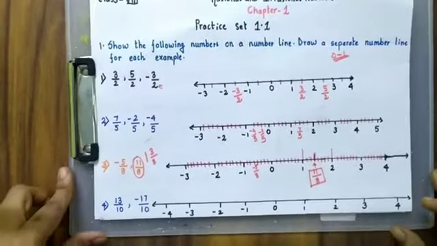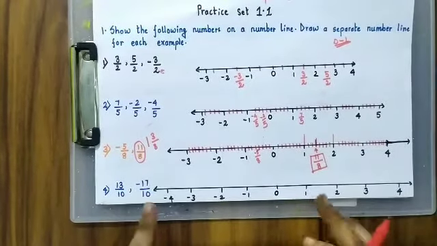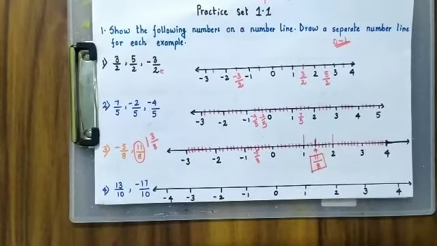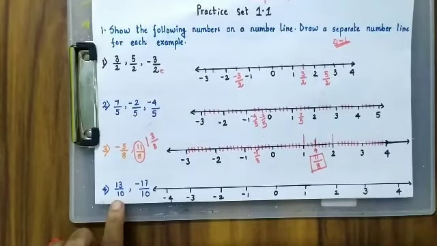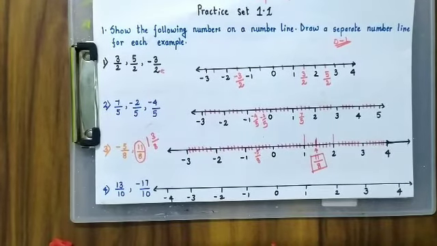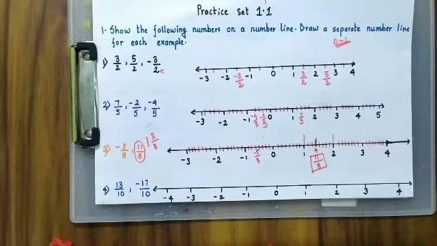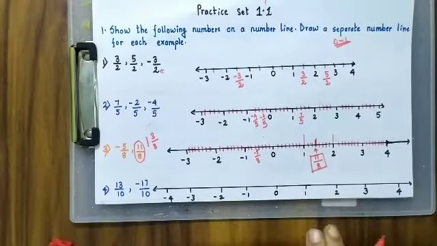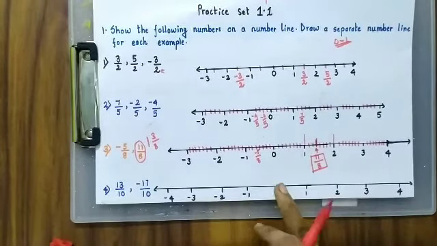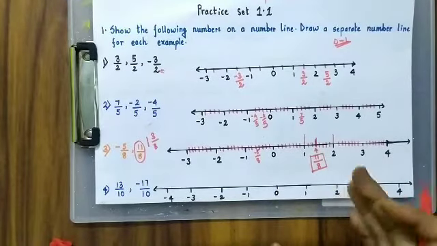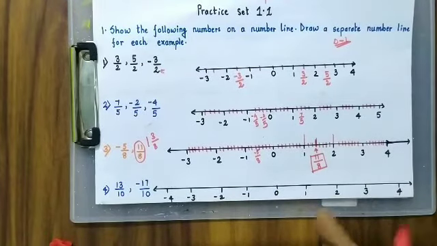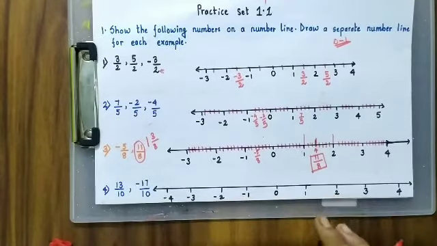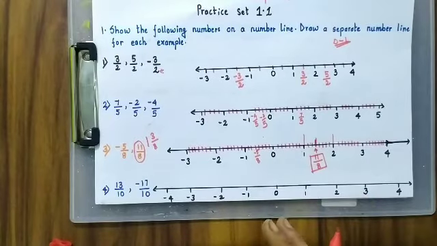Now let's see our last sub question of question number 1. See, the question is 13 upon 10 and minus 17 upon 10. In both the numbers, the numerator is greater than the denominator. There are two ways. Either you divide a whole number line into 10 equal parts and then you count 13 steps forward, or 13 steps towards right, or you convert it into a mixed fraction. For this sum, I ask you to convert it into a mixed fraction.